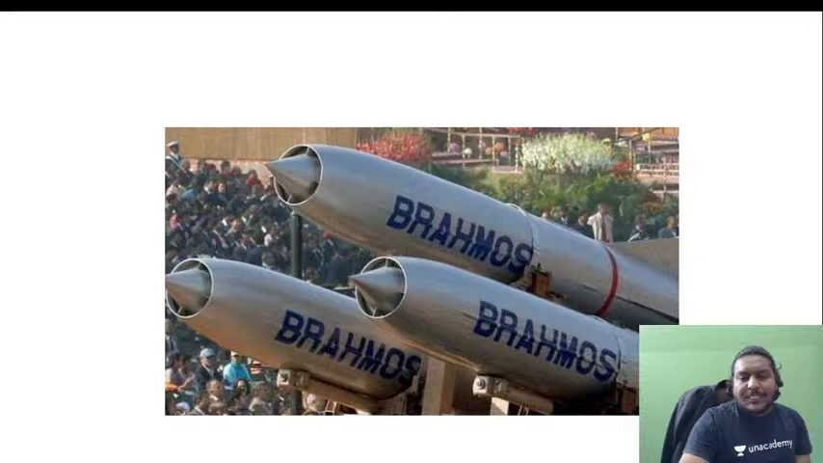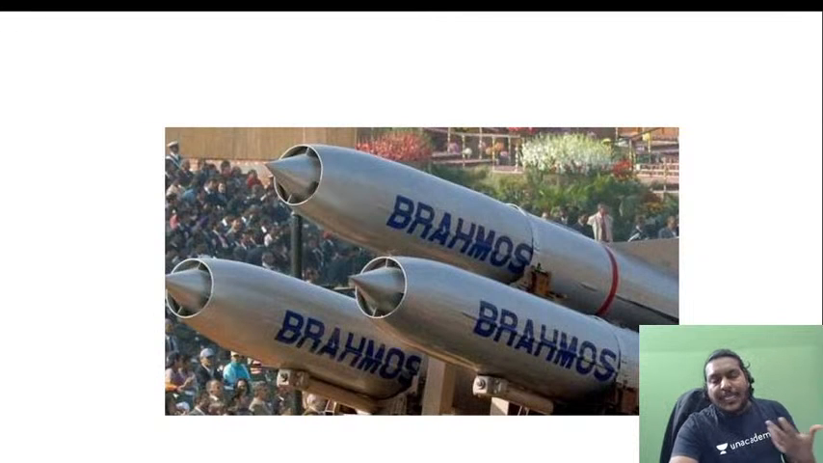For example, this is the BrahMos that we talk about. In general, we often see it in the Republic Day parades and Independence Day parades, that the armed forces would be showcasing this to the world.